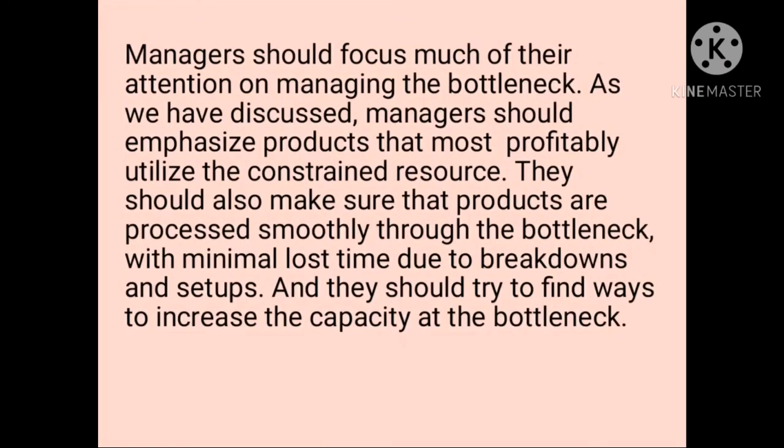Managers should focus much of their attention on managing the bottleneck. As we have discussed, managers should emphasize products that most profitably utilize the constrained resource. They should also make sure that products are processed smoothly through the bottleneck, with minimal lost time due to breakdowns and setups, and they should try to find ways to increase the capacity at the bottleneck.